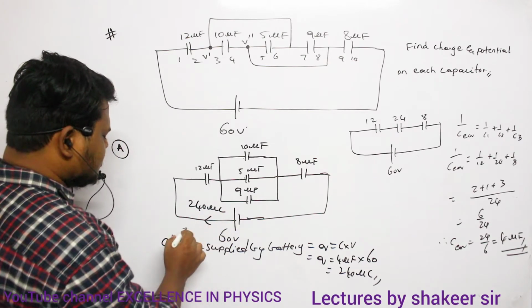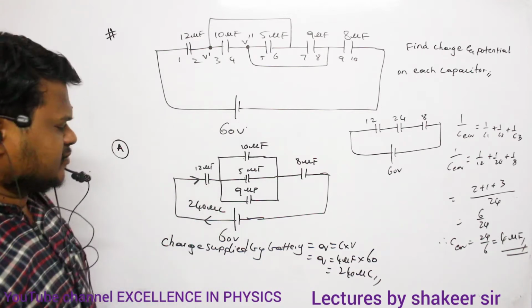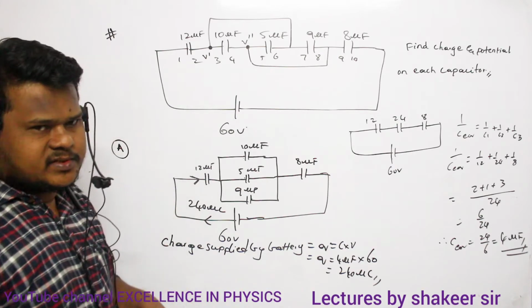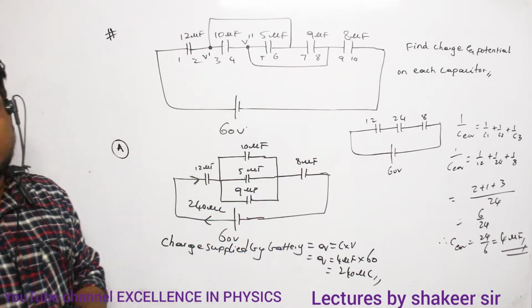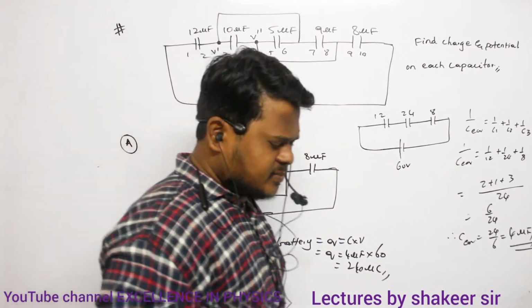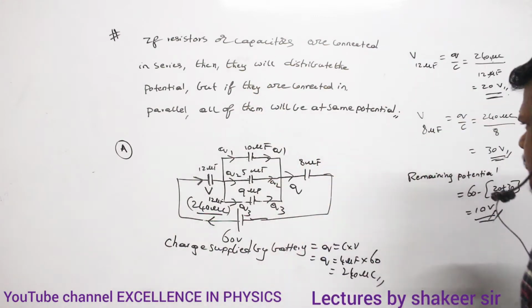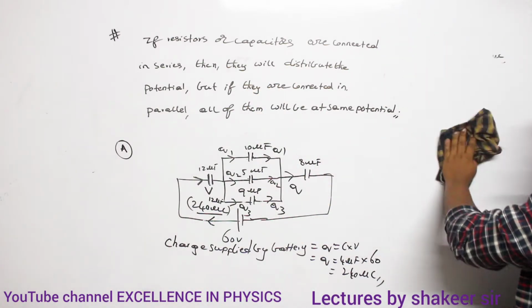Clear? Then this charge travels like this, and first of all it will see this capacitor. First of all, this 240 microcoulombs of charge will see this capacitor. Okay. First of all, make a note up to here. Then we will see how we can proceed in this problem. Come on. First of all, make a note up to here. So this is the statement which we have written now. So remaining potential is how much? Remaining potential is 10 volts.